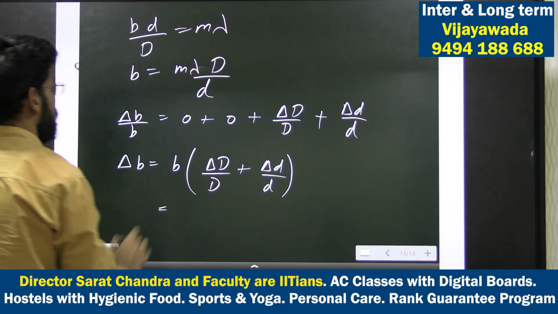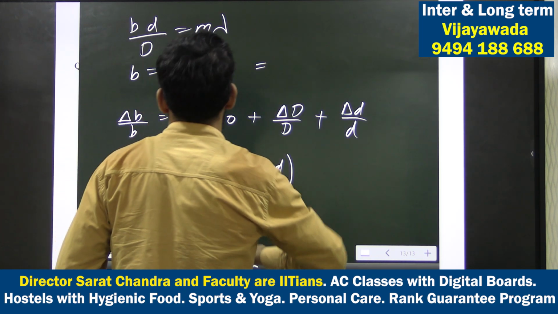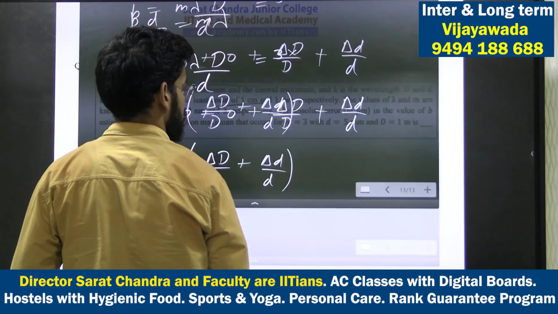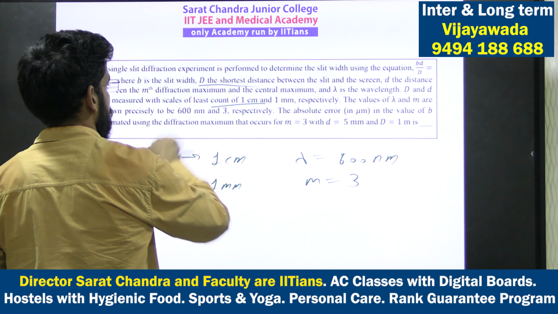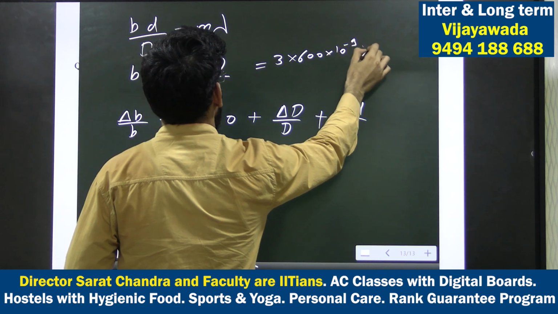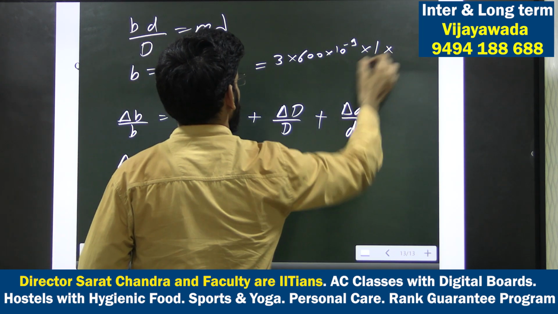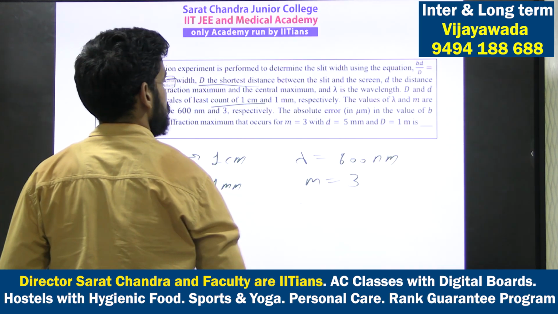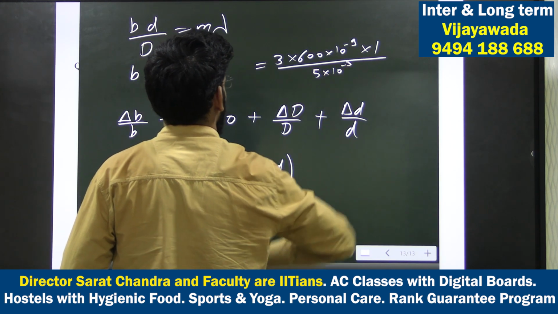Okay. So here, the b value we can calculate also. m equal to 3, lambda value is given. Lambda is exactly known as 600 nanometer. So 600 into 10⁻⁹, capital D equal to 1 meter, that is also 1 meter, divided by small d. Small d is 5 millimeters, so 5 into 10⁻³. Okay, millimeter, so meter.